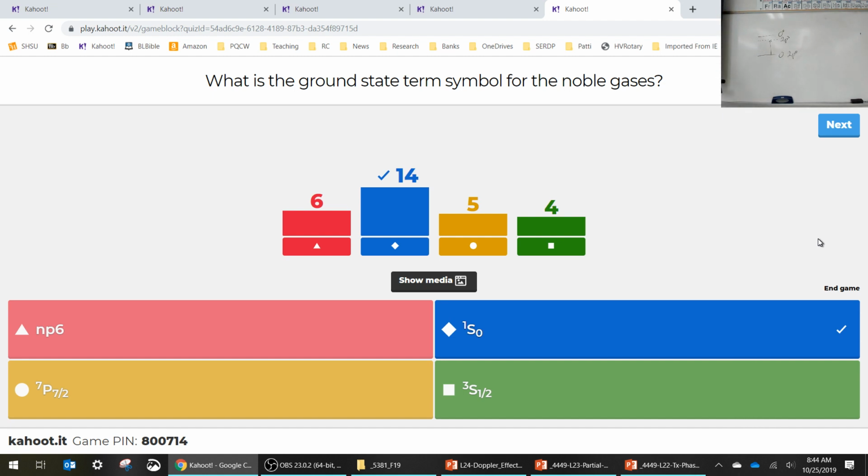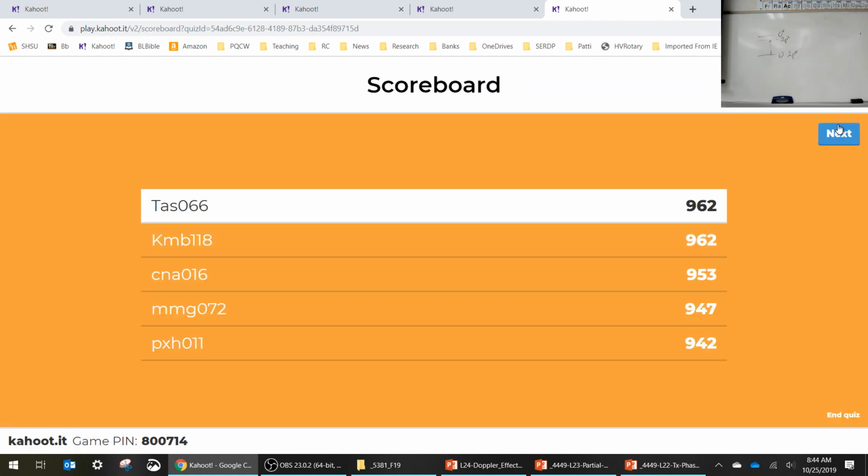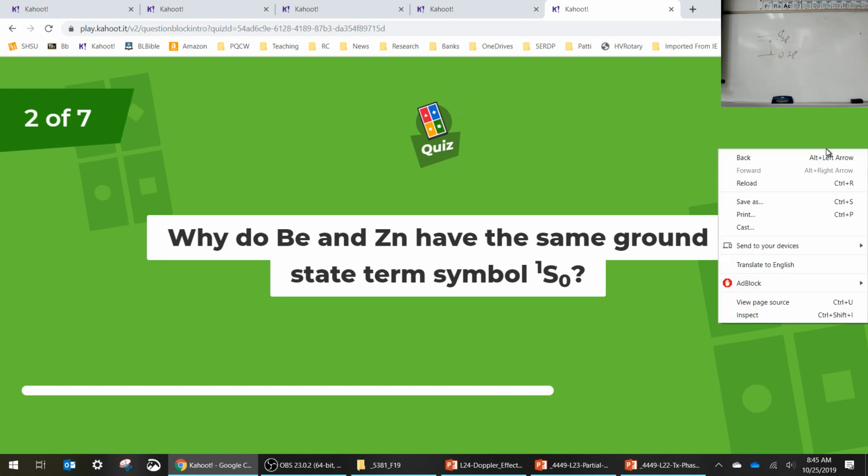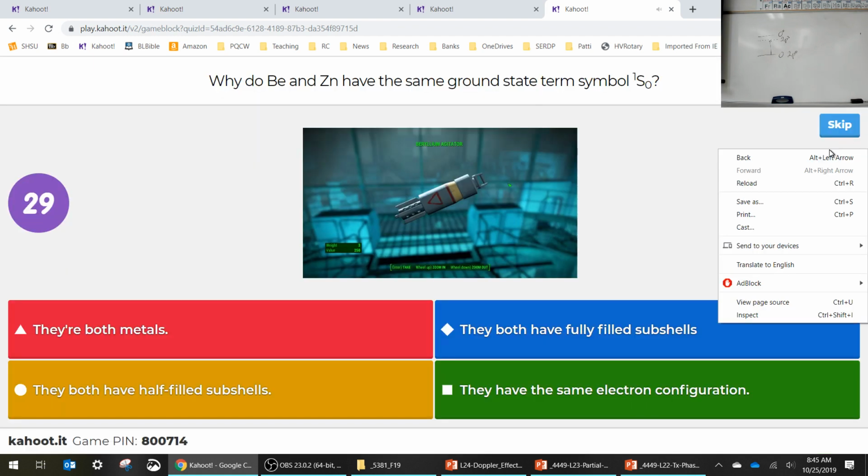Okay, so singlet S0. Everything's paired up, so the multiplicity is singlet because of the zero net spin. Okay. That was golden. Play that for my mom. She's a teacher. Okay, why do beryllium and zinc have the same ground state term symbol, singlet S0?